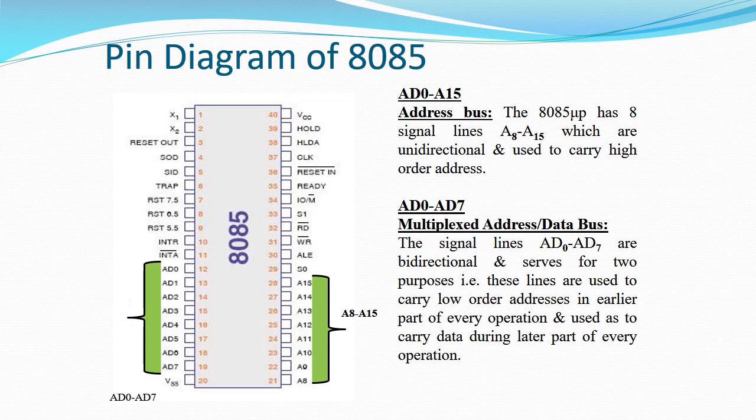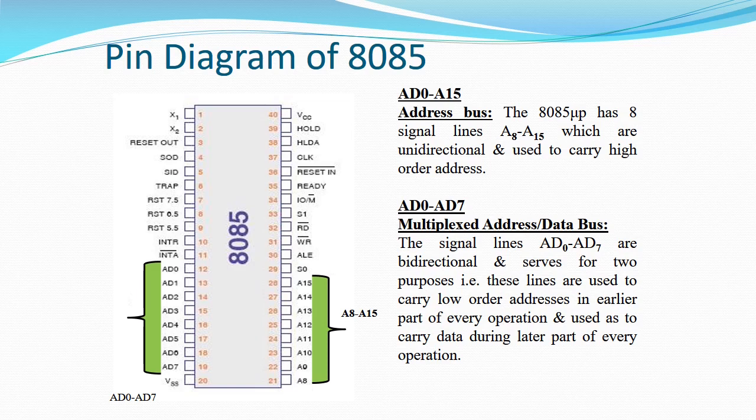The 8085 microprocessor comes in a 40-pin DIP package. So it has 40 pins and it has a dual inline package. So let us see the pin diagram of 8085 in this lecture. Now in this section we will study the pin diagram of 8085.